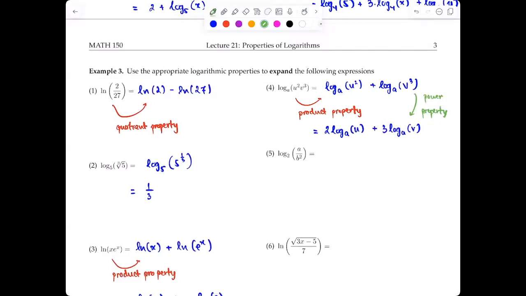So number 5, can you give it a shot? See what happened. 5 and 6.